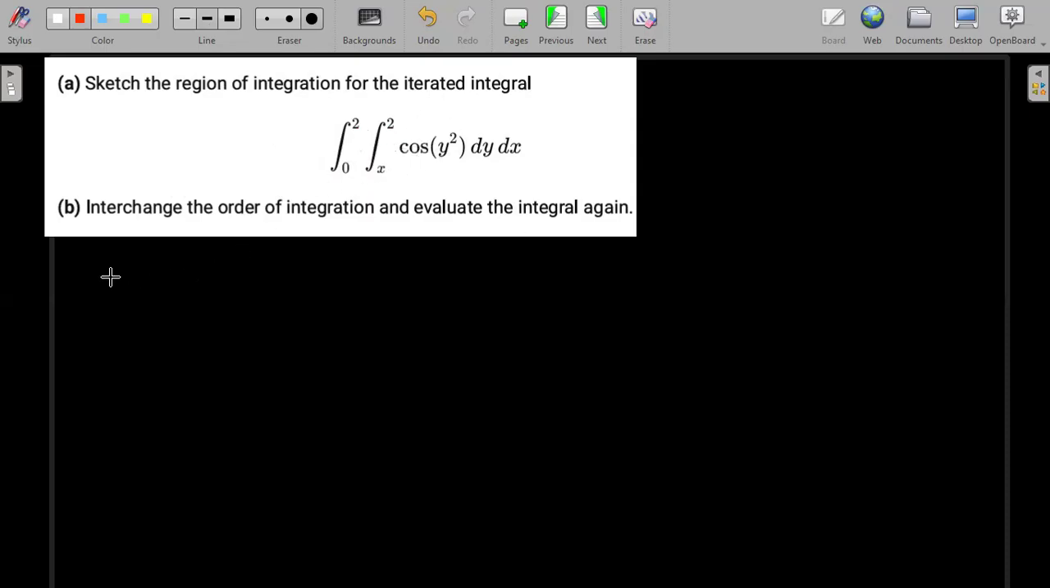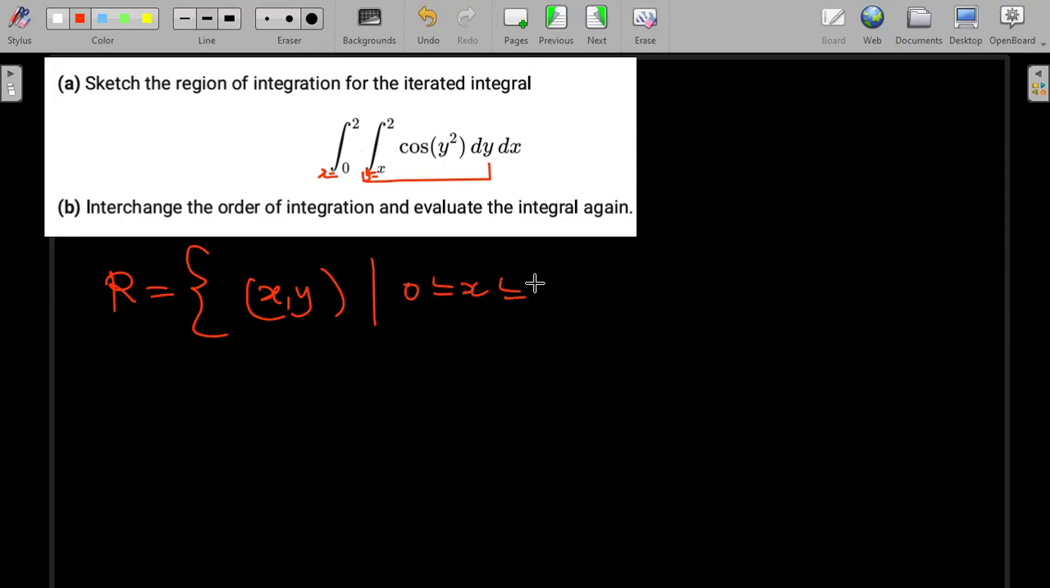So from the integral that we've been given, our R is in this form: it is (x, y) such that, the one that is inside there, these limits are for y, and these limits are for x. So we're getting constants along the x, and then continuous functions along the y. So the x was from 0 all the way to 2, originally, and then the y was from x all the way to 2. So this was the region there. So I want to sketch this region.